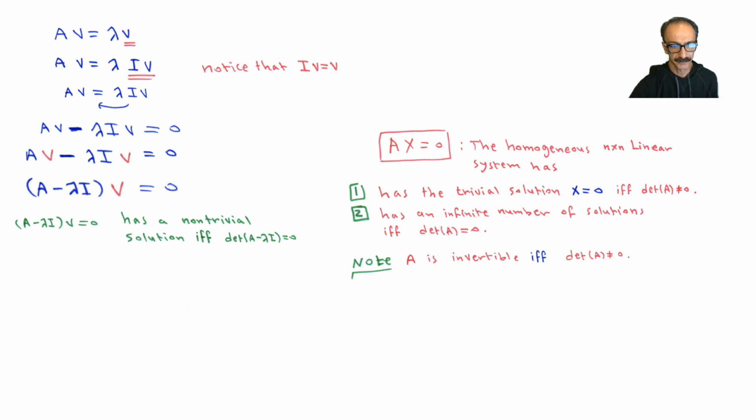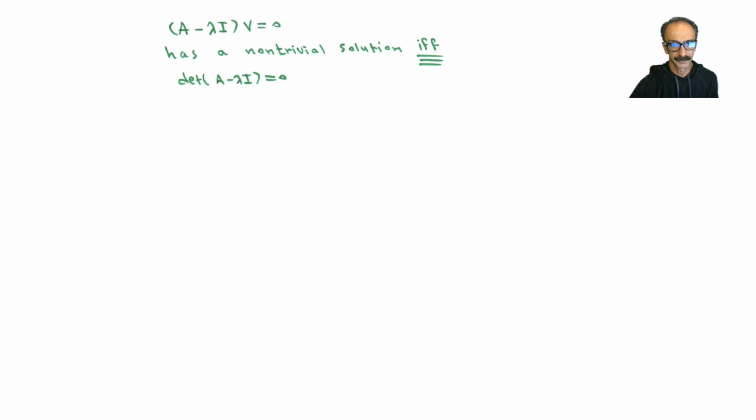Next, focusing on A minus lambda I times v equals 0, this will have the non-trivial solution if and only if the determinant of A minus lambda I equals 0. Let's go back to the eigenvalue and eigenvector idea.